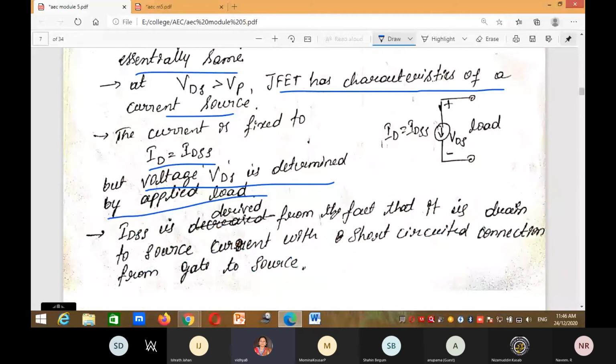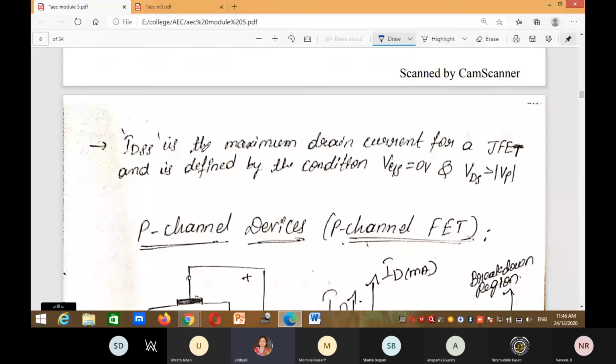IDSS is derived from the fact that it is the drain-to-source current with a short-circuited connection from gate to source. IDSS is the maximum drain current for a JFET and is defined by the condition VGS equal to 0 and VDS greater than VP.